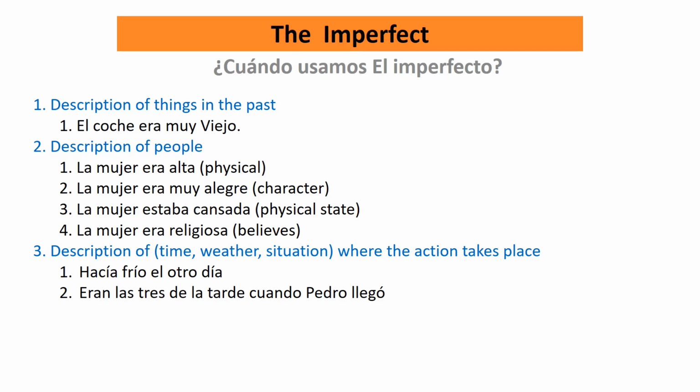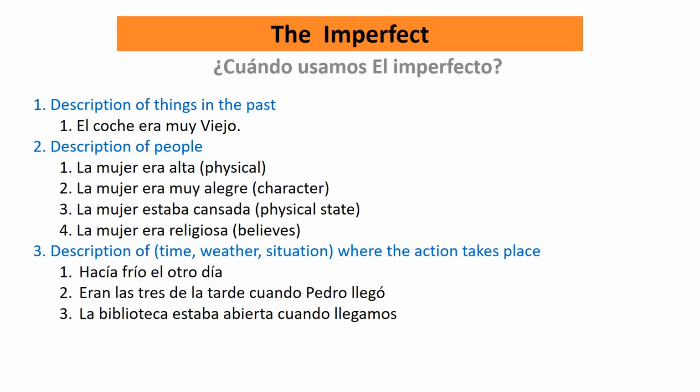Another instance that we use the imperfect is to describe time, weather, or situation. Okay, so here we're going to see an example for each of these. So the first one is about weather. Hacía frío el otro día. So it was cold the other day. And eran las 3 de la tarde cuando Pedro llegó. It was about 3 o'clock when Pedro arrived.